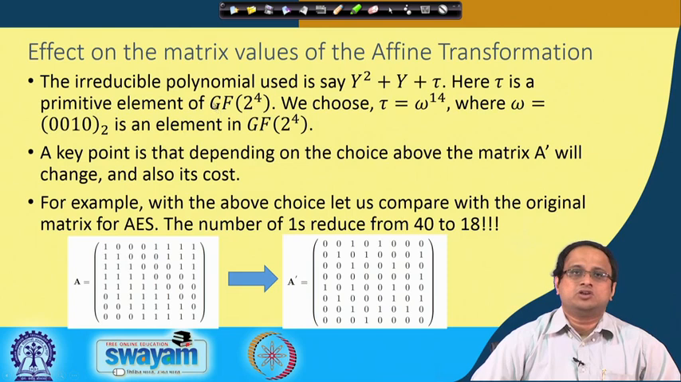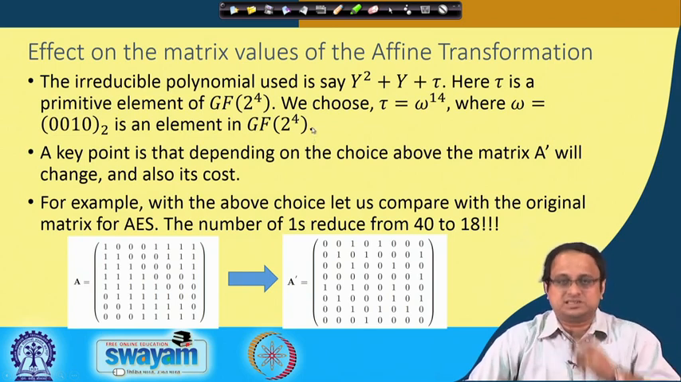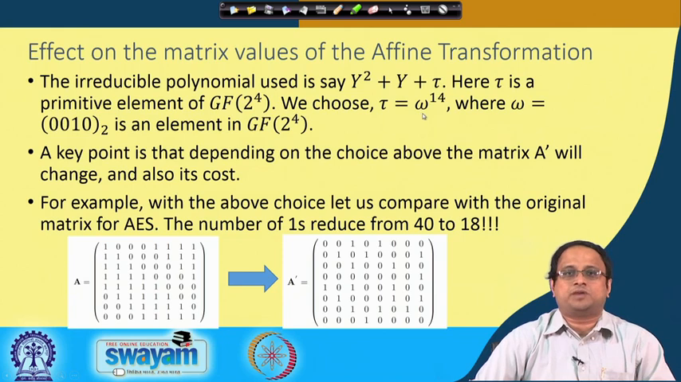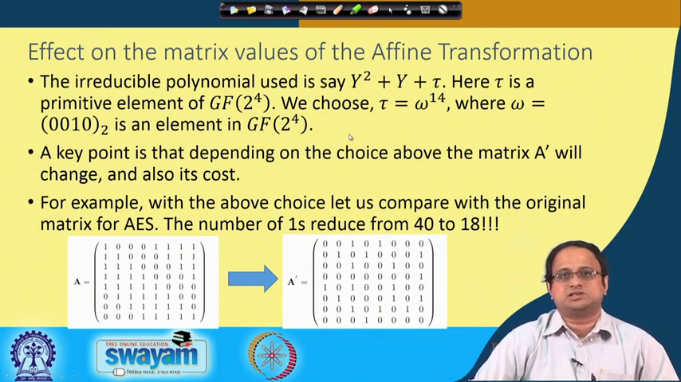For example, the irreducible polynomial which I chose was y squared plus y plus tau. Remember I made this one also when I was discussing the S box. Here tau is often a primitive element of GF to the power of 4, and we choose this tau as, say, omega power of 14, where omega is say x, which is nothing but an element of GF to the power of 4. So, simply put, these are some chosen parameters for this irreducible polynomial, say Ry. The key point here is that these choices will have a bearing on these matrices A dash and B dash.